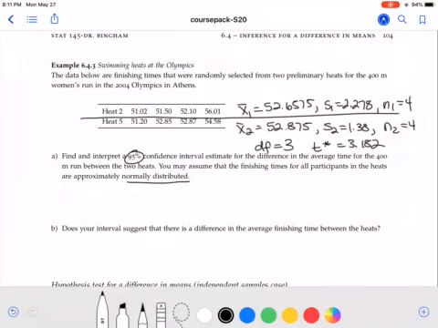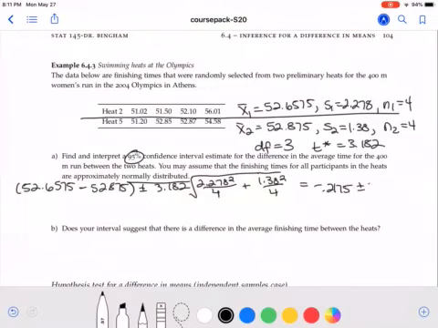So we would get an interval from taking 52.6575 minus 52.875 plus or minus 3.182 times the square root of our s squareds over their sample sizes. This gives us negative 0.2175 plus or minus 4.239. So our interval goes from negative 4.457 to positive 4.023.